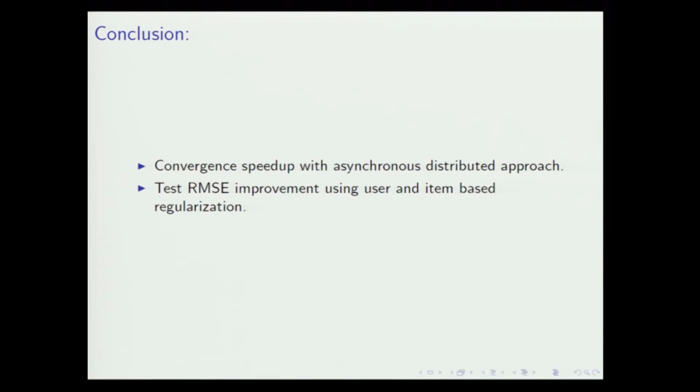So to conclude, here I talked about two ideas. The first one is to speed up the rate of convergence of distributed matrix factorization by doing it in an asynchronous way. And secondly, I talked about an extra regularization term, which incorporates the idea of user and item similarity in matrix factorization.